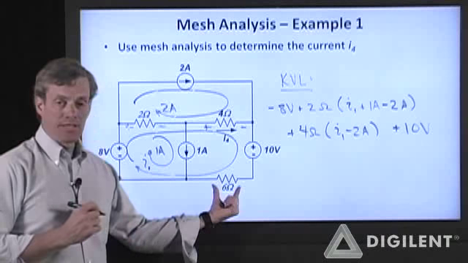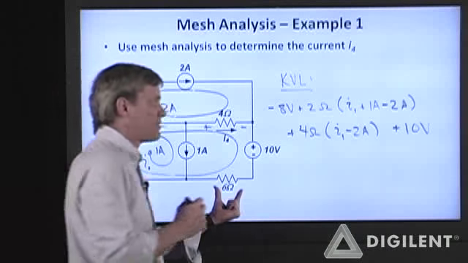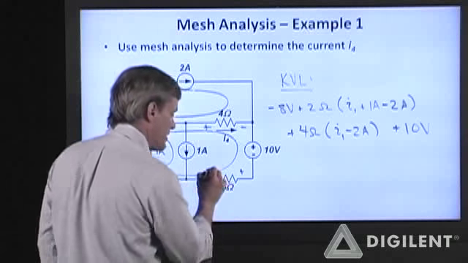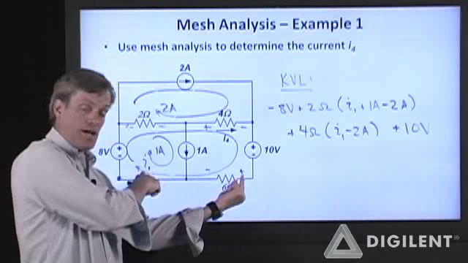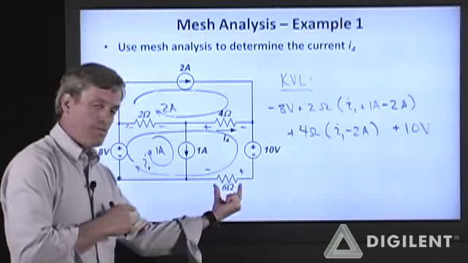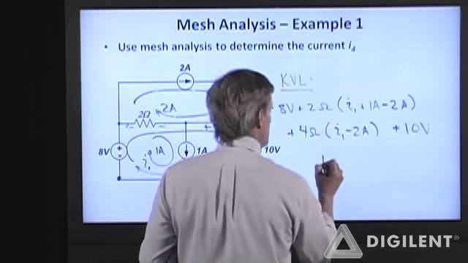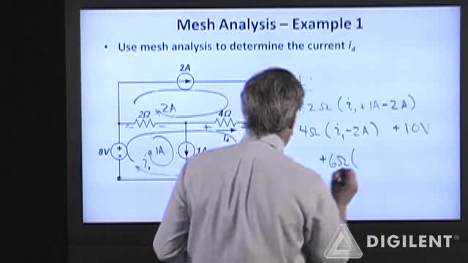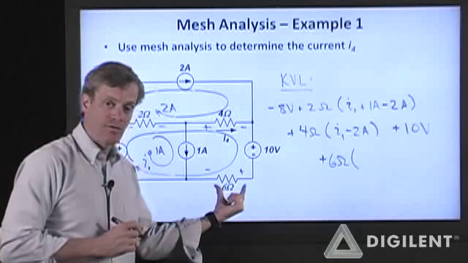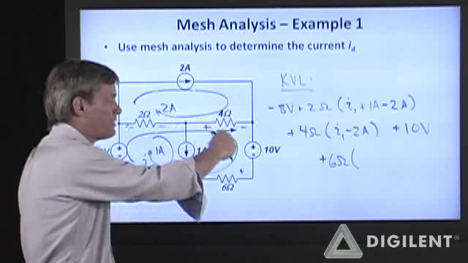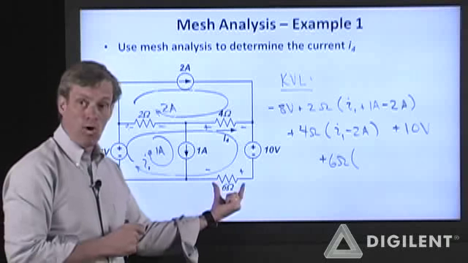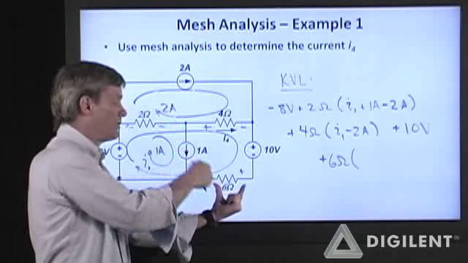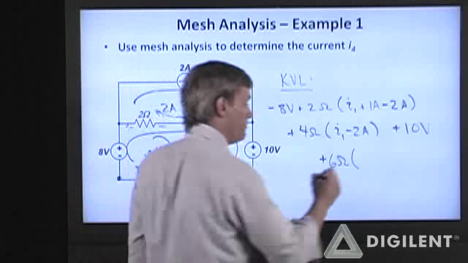And finally, this 6 ohm resistor, its voltage drop, with its polarity being positive where the mesh current enters the circuit element, is its resistance, 6 ohms, times the total current passing through this element. The only current going through this element is I1. None of these constrained loops pass through the 6 ohm resistor.